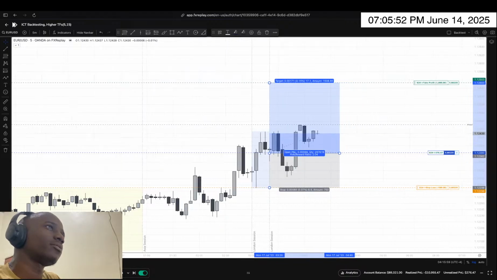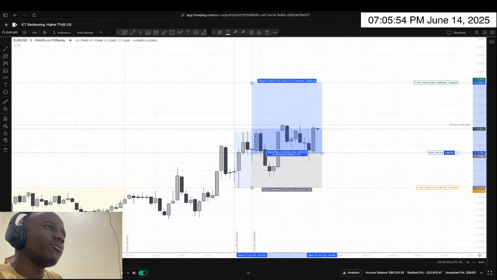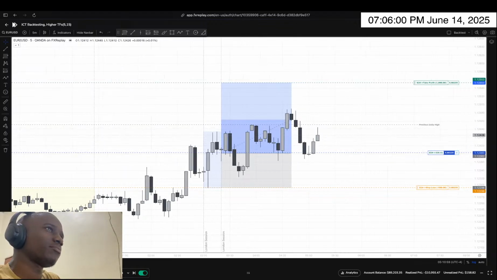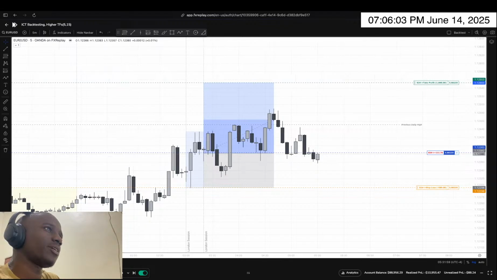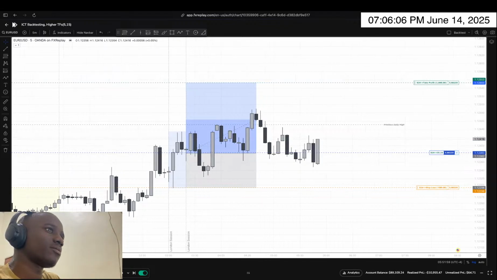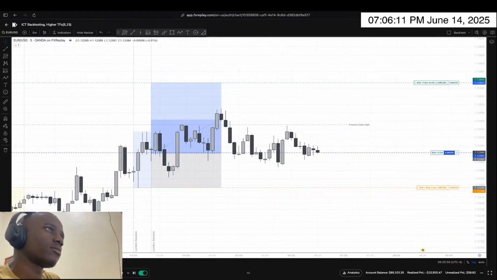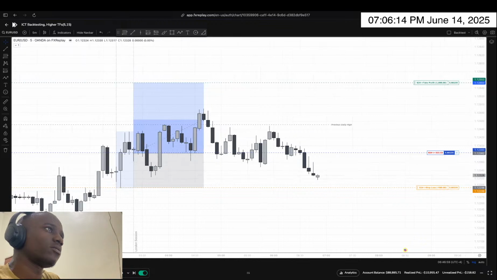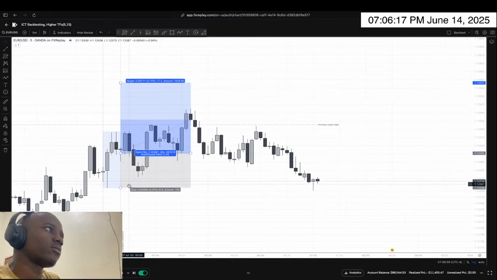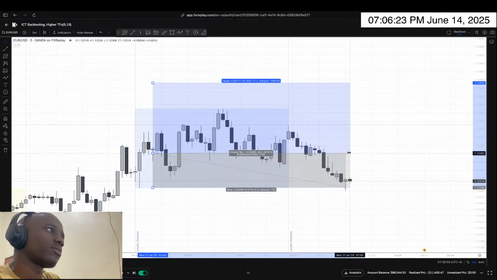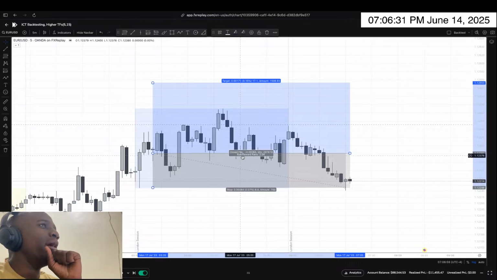Previous day high gets taken out. I'm afraid it won't offer all those pips according to how it's looking. Respecting the POIs. And stop loss gets hit after that. Wow. Okay. Not bad, not bad.